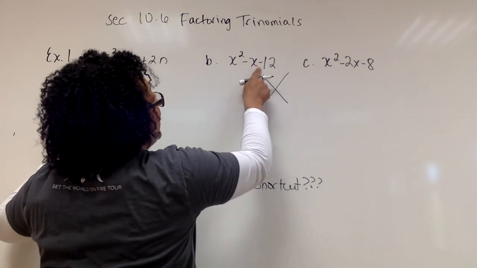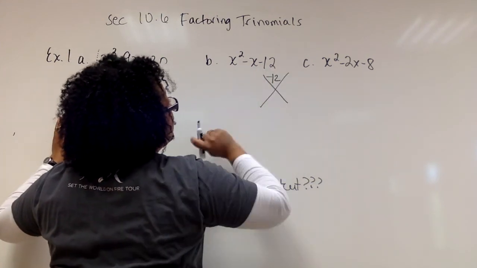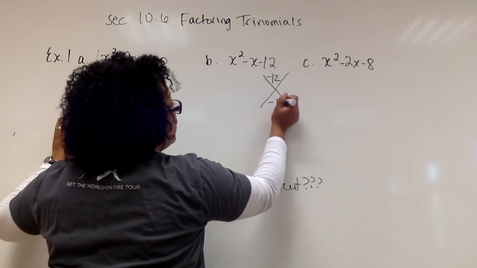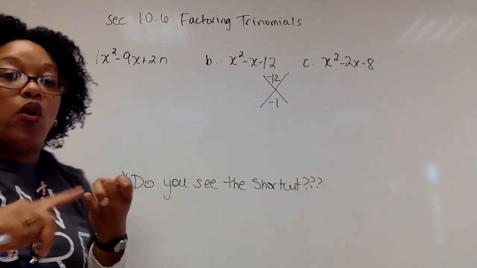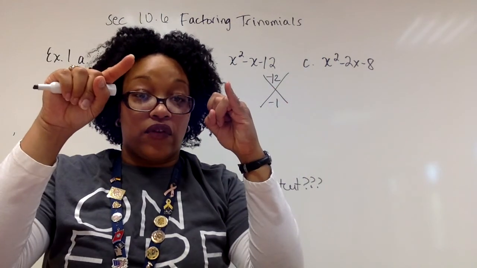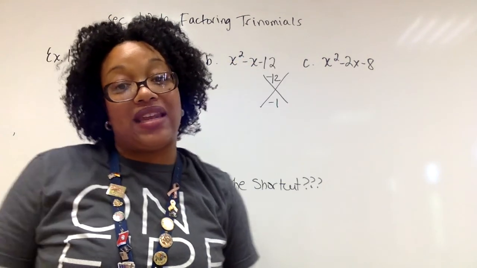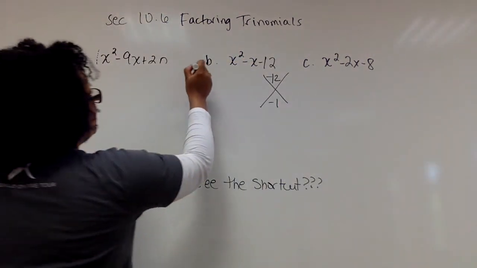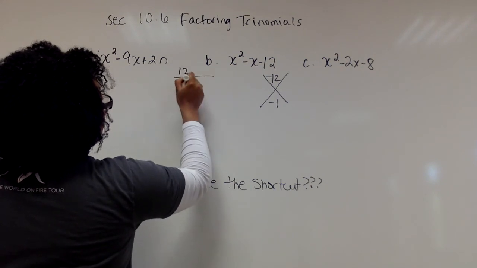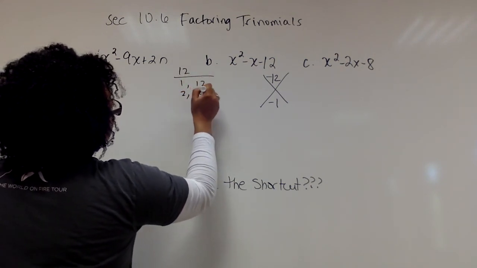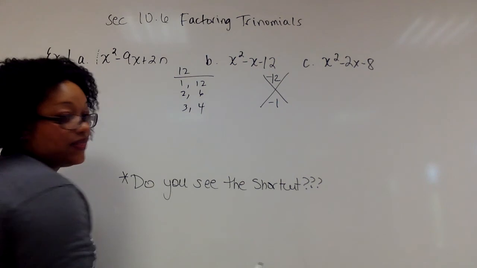1 times -12 is -12. And then my B is -1. So we're going to think, what are our factors of -12 that, if we were to add them, we'd get -1? So I'm going to jot it down. I've got 1 and 12, 2 and 6, 3 and 4, and that's it.